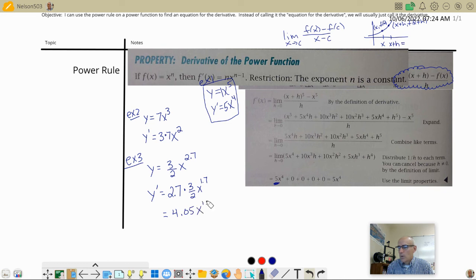x to the 1.7, right? You could convert this to a fraction, multiply the two fractions. That's another way of doing it. I'm not too concerned with what your coefficient is, or what form it's written in. But this is the power rule. We're going to practice a whole ton of them today in class. Thanks for sticking with me on this example over here.